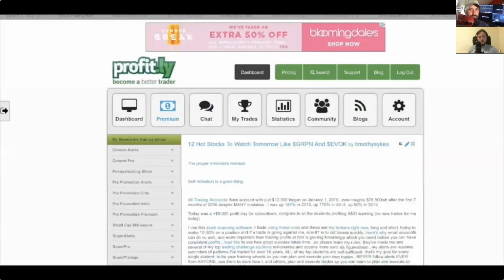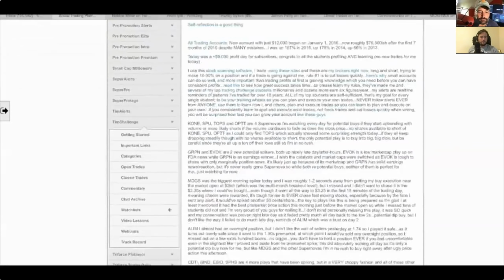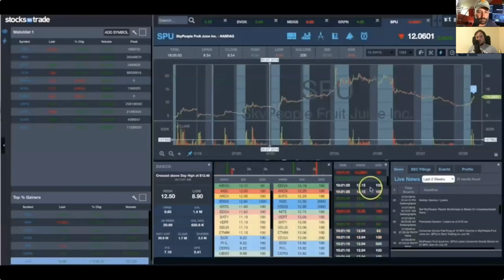So this was 12 hot stocks to watch yesterday. Or I posted this yesterday. And I said, SPU, TOPS, KONE, OPT, T are 4 supernovas I'm watching every day for potential buys if they start uptrending with volume. Okay? Look at that. Potential buys if they start uptrending with volume. So that was the key here.